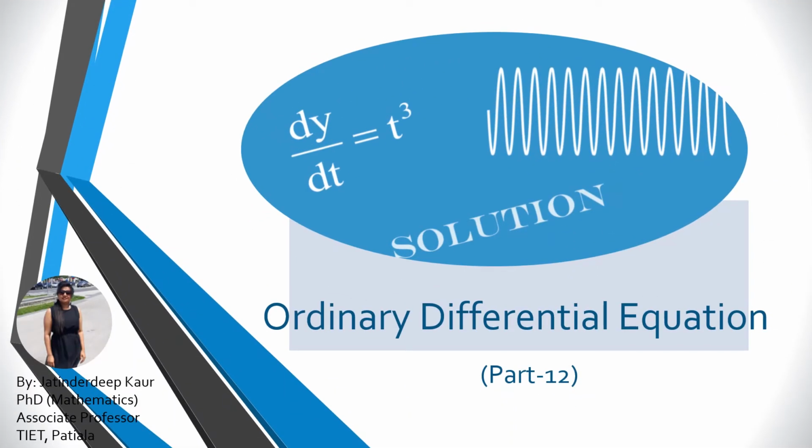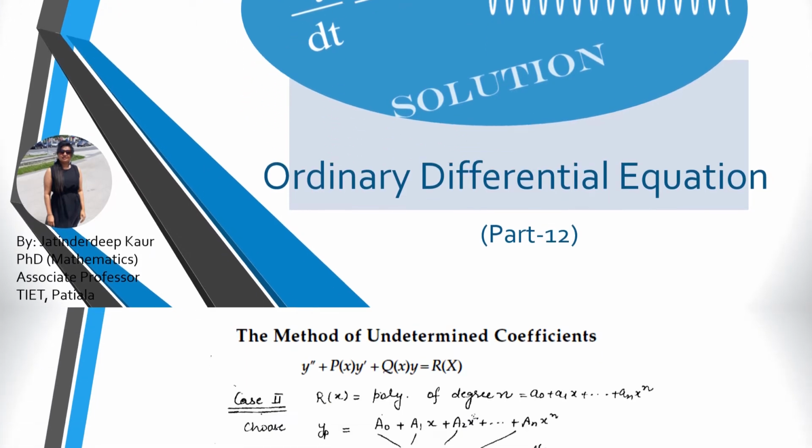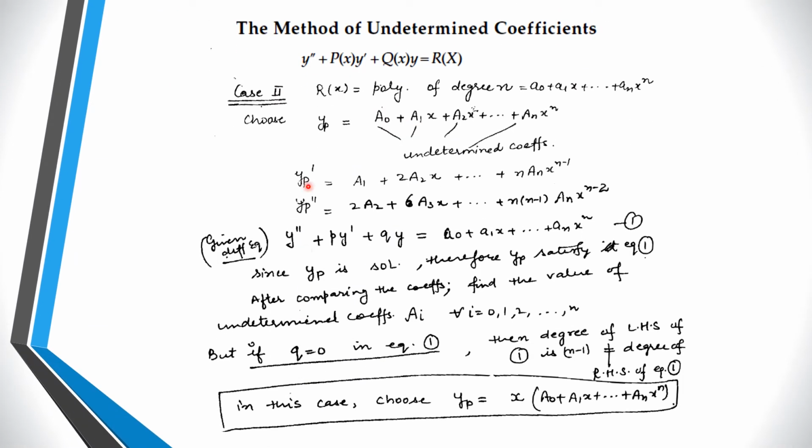Hello everyone, this is part 12 on ordinary differential equations. So today I am going to explain the second case of the method of undetermined coefficients.